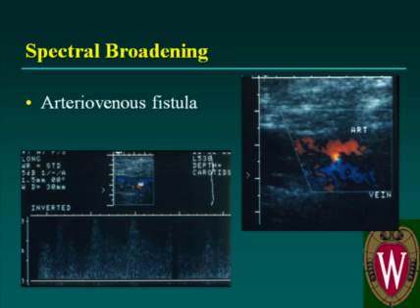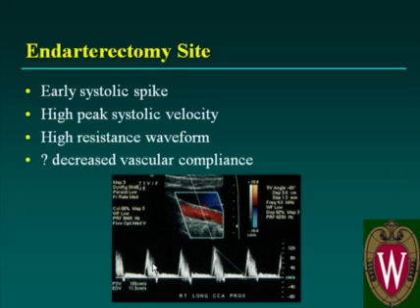Here's an example of an arteriovenous fistula and the spectral broadening at the sampling of the fistula, where you can see multiple levels of velocity being represented here on the spectral waveform. Velocities and the waveform character can change radically at the endarterectomy site. Oftentimes this has to do with decreased vascular compliance, but the presence of both elevated velocities and high peak systolic velocities and a spectral broadening phenomenon is common at the site of prior surgery.